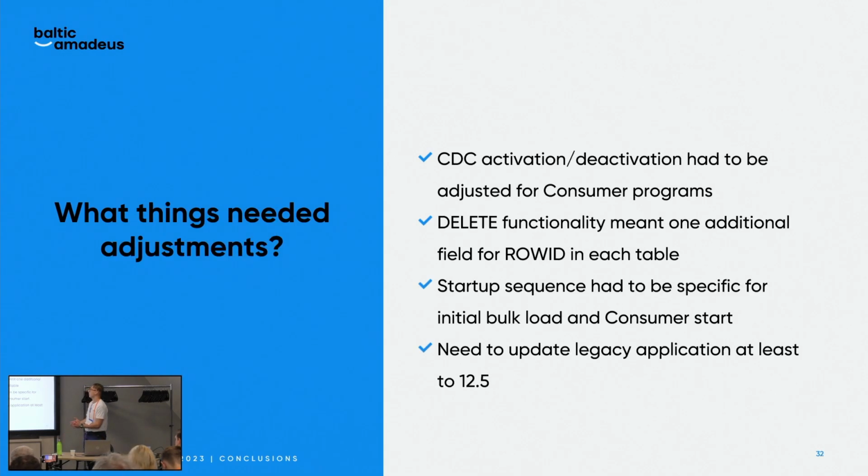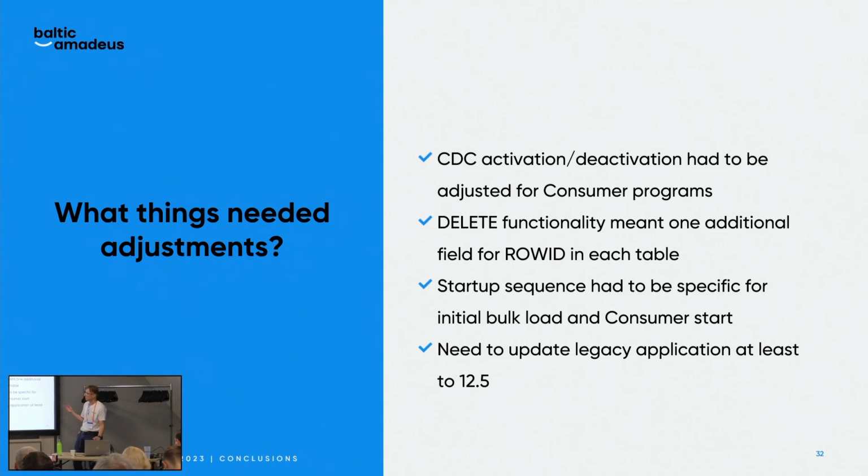Now, what things needed adjustments? As briefly mentioned before, the CDC activation had to be adjusted for the consumer programs to avoid the loop. The delete functionality meant one additional field of a row ID, so a legacy row ID or modern row ID, in each of the tables. So if you add a new table, it must have this legacy row ID or modern row ID. The startup sequence had to be specific for the initial bulk load and the consumer start.